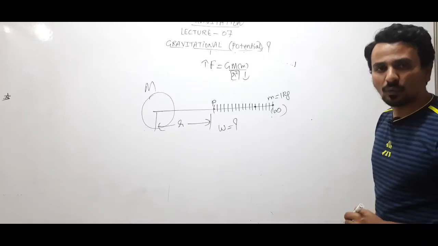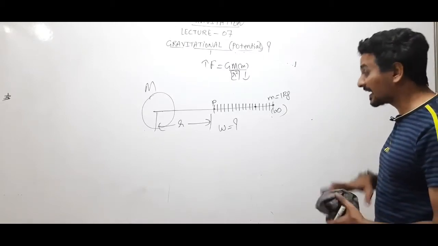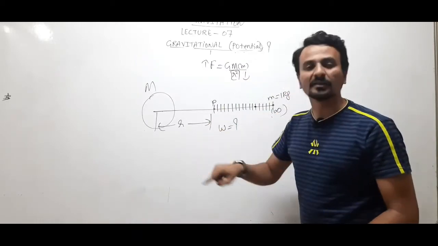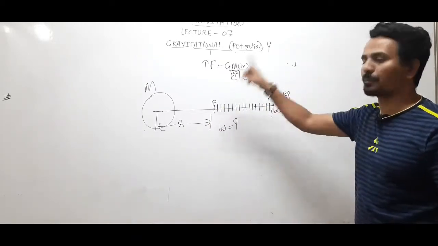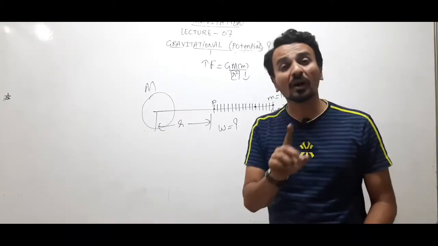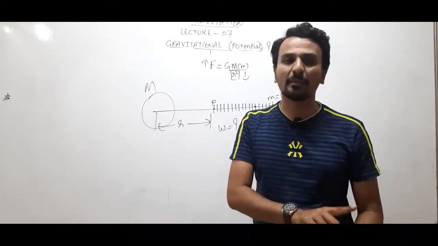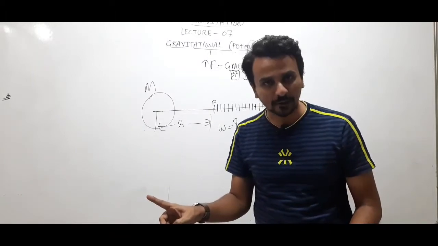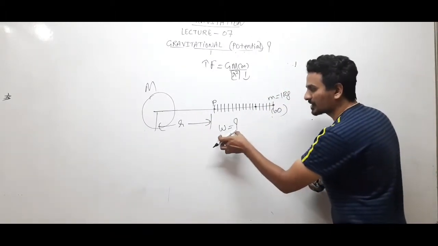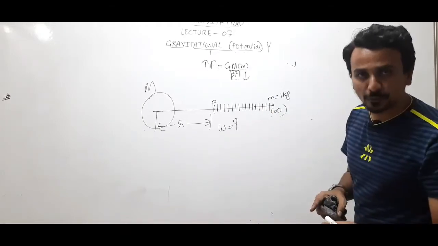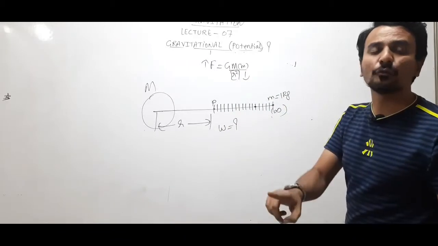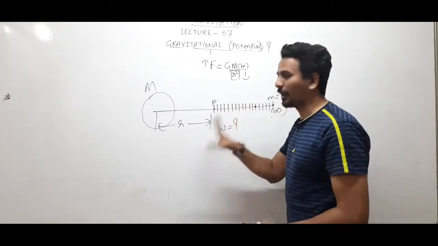So now we will calculate the work done by the gravitational force. What is the work done by the gravitational force in bringing a unit mass from infinity to point P? That will give me the potential at point P, because already we have defined that potential is the work done to bring a unit mass from infinity to a given point without having acceleration. So if I calculate the work done by the gravitational force to bring a body from infinity to point P, that will give me the potential at point P.